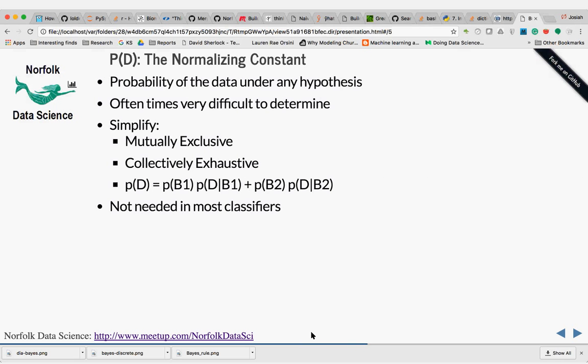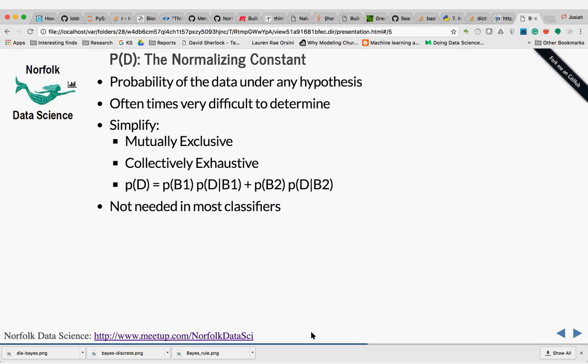The normalizing constant is the probability of the data under any hypothesis, and oftentimes this is the hardest thing to compute because you have to think about just a wide open-ended question. What he talks about in the book, which I thought was really helpful, because I spent a lot of time struggling with this when I was building my first Bayes classifier, was are there things that we can do to simplify, and the thing that he brings out is choose a hypothesis that's mutually exclusive. So saying only one of the given options could be true at any given time.